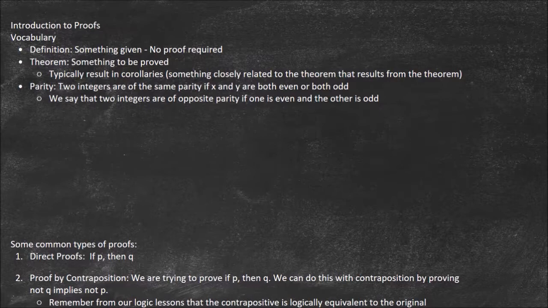And then another important term is parity. And this means that two integers are of the same parity if x and y are both even or they're both odd. So we say that integers are of opposite parity, of course, if one is even and one is odd. So just know that term because that shows up a lot in proofs. They might say, well, if they have the same parity, is this even or odd? So you need to be able to tell, well, what does it mean that they have the same parity? And that just means that they have the same even or odd status.